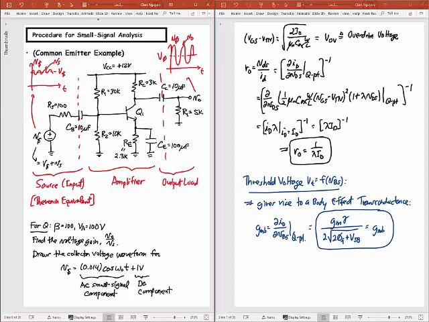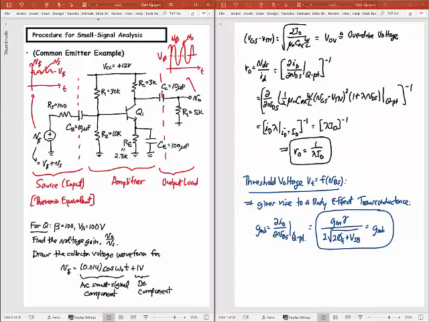All these capacitors are really doing is allowing you to have a different DC voltage here than here, and here than here. We'll talk about that more once we go into the small signal analysis. So that's identifying parts of this amplifier.